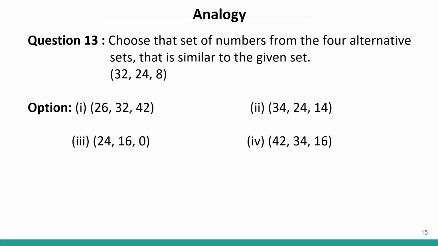Now, question number 13. 32, 24 and 8. So 32 to 24 is minus 8, and this is minus 16. So now let us check. 24 to 16, I can clearly see this is minus 8 and minus 16. So this will be the answer. 24 minus 8 will give me 16, and 16 minus 16 will give me 0.